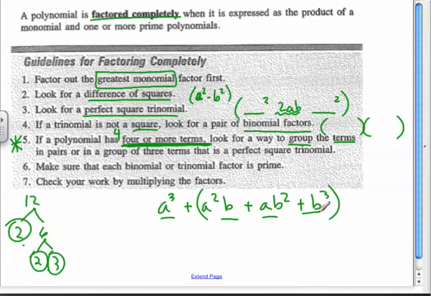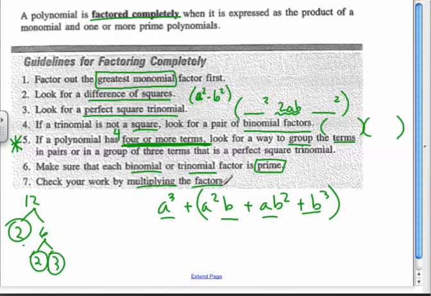Okay, and then always going back, do I see a difference of two squares? Is there something that I can pull out? Is this a perfect square trinomial? Even after we've done some other factoring, keep looking to see if you can factor any more. Then the last couple of things, 6 and 7, it just says, make sure the binomial or the trinomial factor is prime. If it's prime, then leave it. And then you can check by multiplying out the factors to see if you get what you started with.